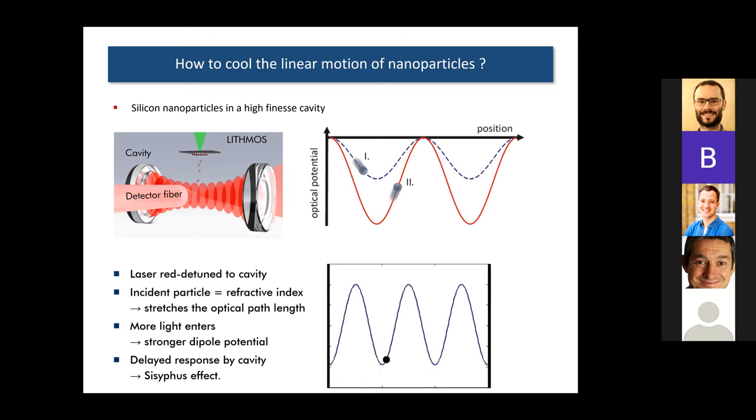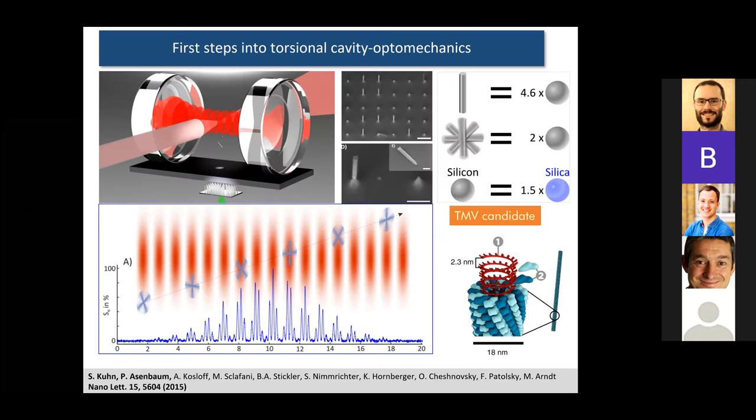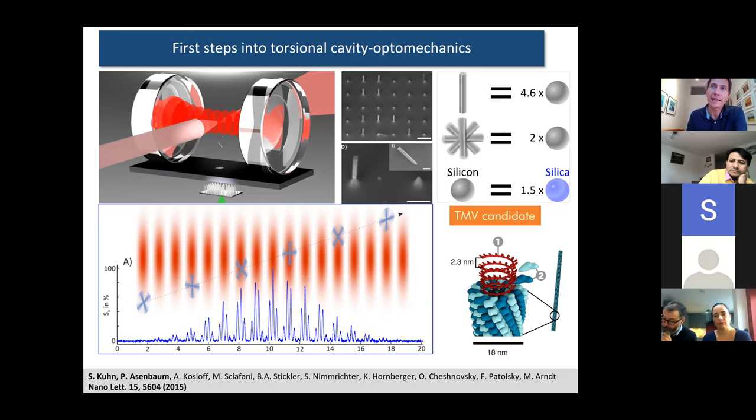We've shown that this method works, and we've extrapolated that to two-dimensional nanorods, so non-spherical particles, which are interesting both in silicon and because there are biological things that are very similar, like the tobacco mosaic virus. For these particles, we have not yet seen the cooling. We're still working on the sources. As mentioned, for viruses, it's harder.